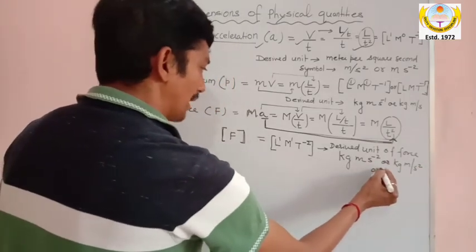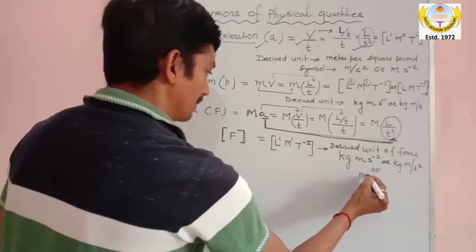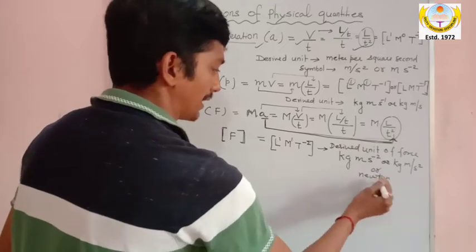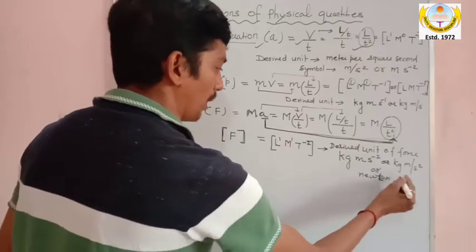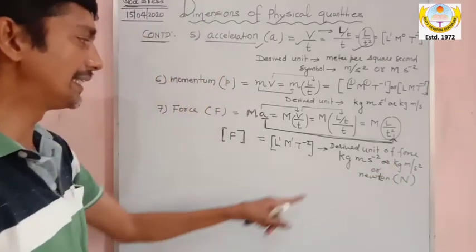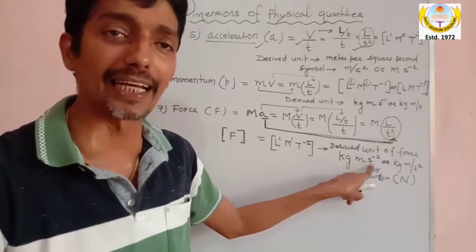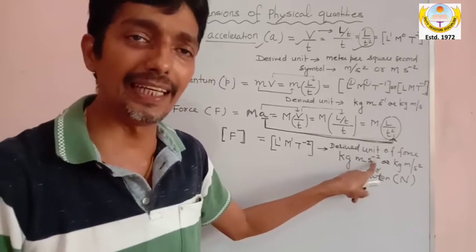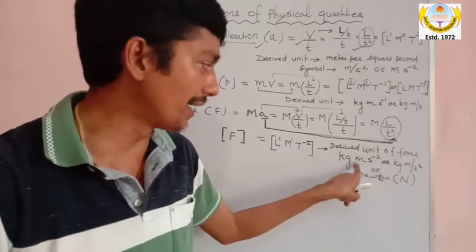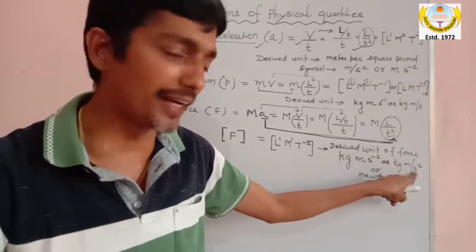Or one fabulous unit you all know, Newton. So the complete name of the scientist is written with small letters, all the letters should be small, and the symbol will be written by a capital letter. So these are the units for the force. It can be written as kilogram meter second power minus 2, kg m s power minus 2, or kg meter per second square, because this s power minus 2 can be written as meter per second square, or you can say Newton.